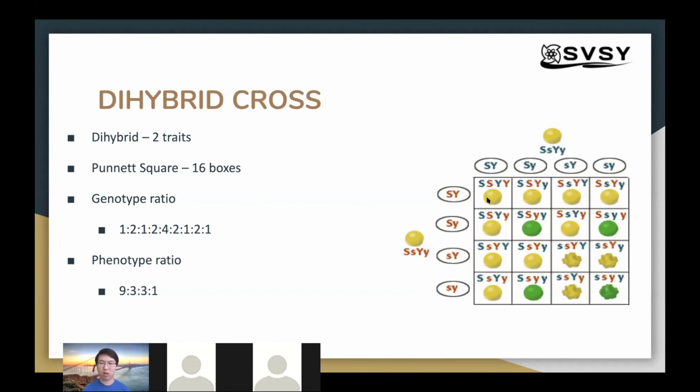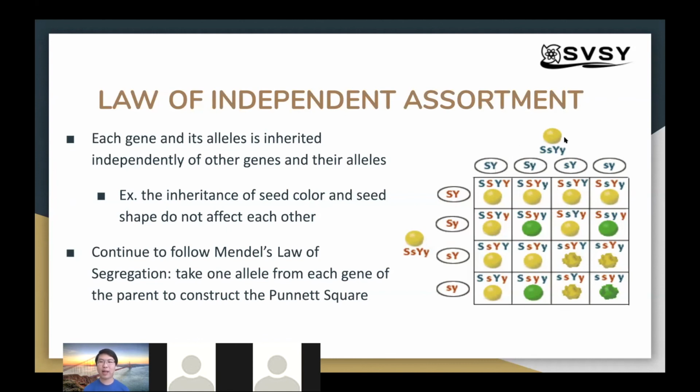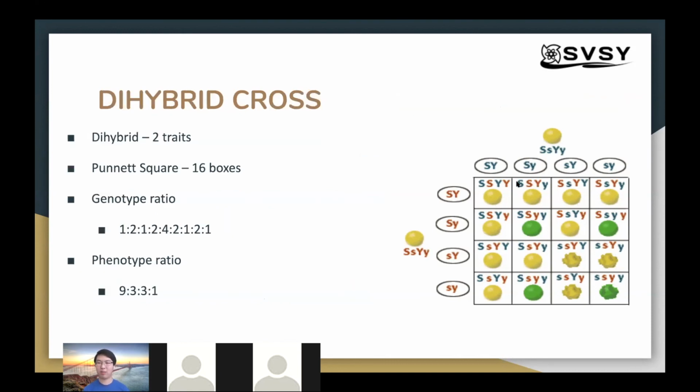So phenotype ratio here, we count for these smooth yellow peas. We have 1, 2, 3, 4, 5, 6, 7, 8, 9 smooth yellow peas. We have 3 of these smooth green peas, 1, 2, 3. 3 of these yellow wrinkled peas, 1, 2, 3, and just 1 green wrinkled pea. So that's the phenotypic frequency that we're getting from this dihybrid cross. And you can calculate that, again, by drawing this Punnett square, independently assorting each of the genes, kind of like first you pretend that seed color doesn't exist, and then you pretend that seed shape doesn't exist when you're sorting out these alleles. And then you show the Punnett square, and you can count the phenotypes and the genotypes.